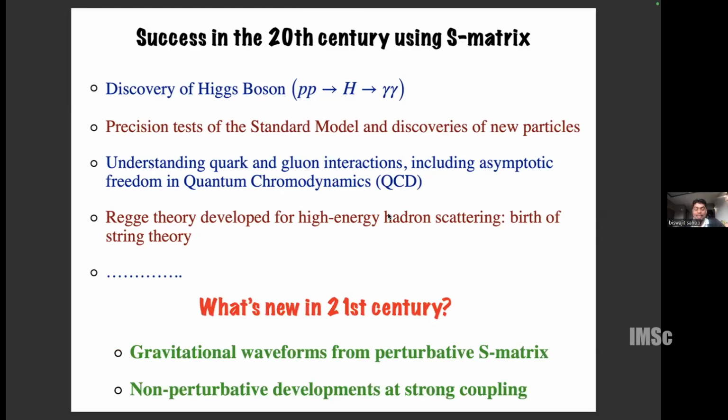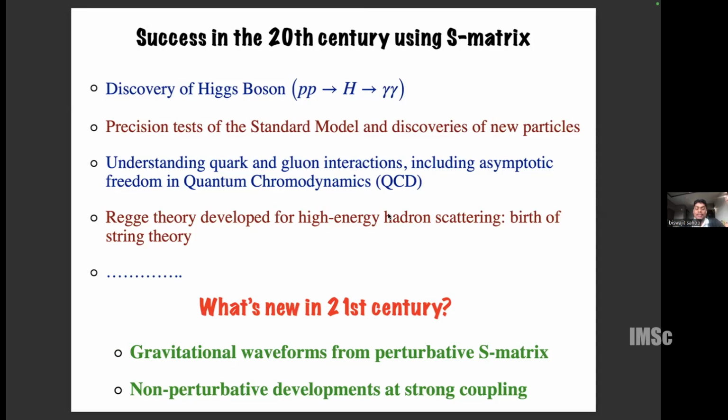Now we can ask, coming to the 21st century, what can we do that is new and relevant? As I will explain, there are two things we can do that are still relevant in this modern era. One is that we can compute the classical gravitational waveforms using various perturbative techniques of scattering amplitudes, considering gravity as an effective field theory. This will be one of the topics of my seminar.